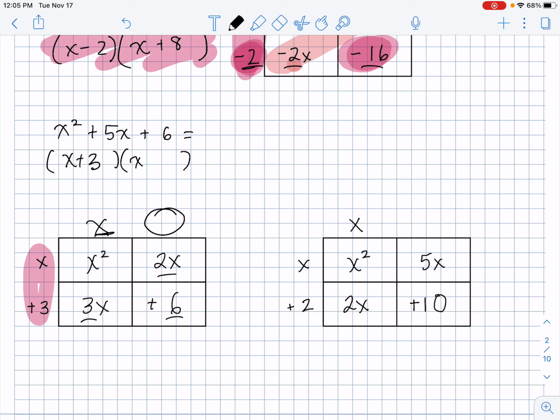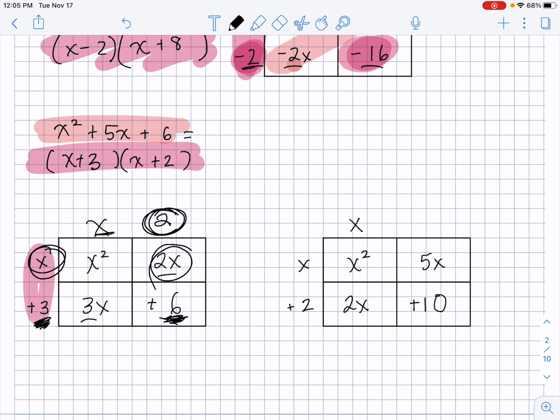Well, we can figure that out a couple ways. 3 times what number equals 6? Or 6 divided by 3 is 2. And then we can check, is x times 2, 2x? It is. So plus 2. So I have x squared plus 5x plus 6 is equal to x plus 3 times x plus 2. These are equal. Okay, let's take a look at our next one.